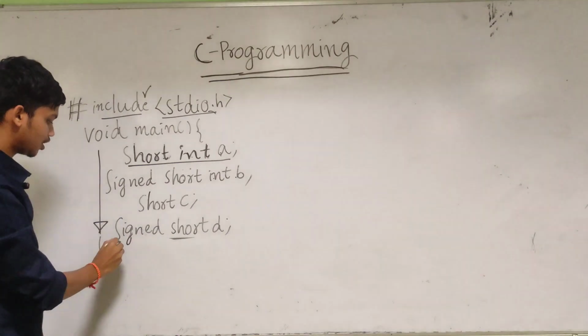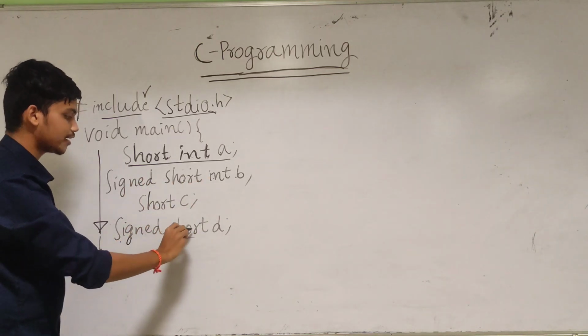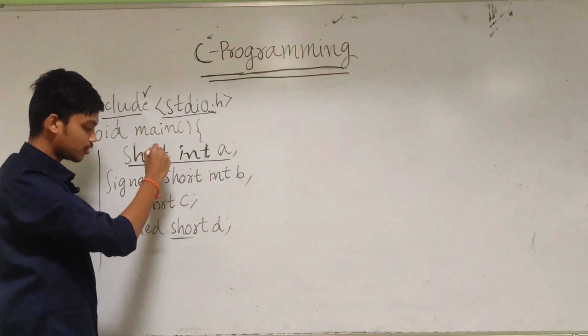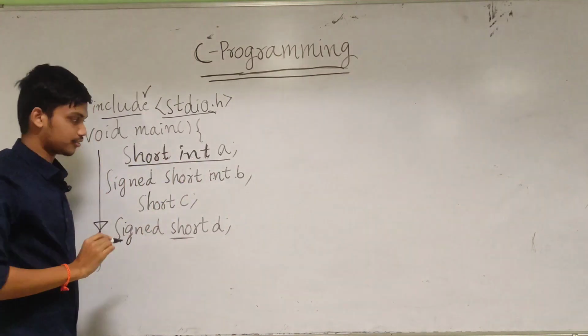Now four declarations were given here. One is short int a, one is signed short int b, one is short c, one is signed short d. Which of the four are correct? This is the question. Now, short int a, is it correct?